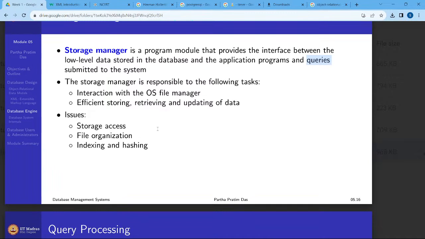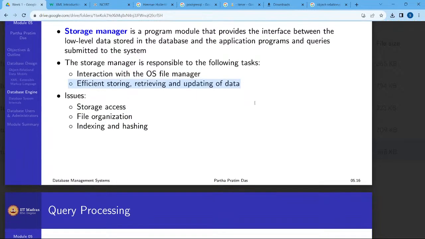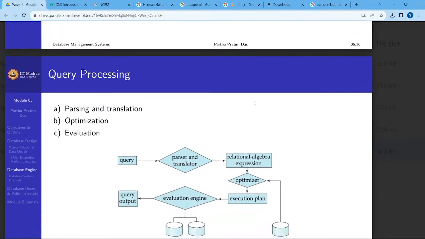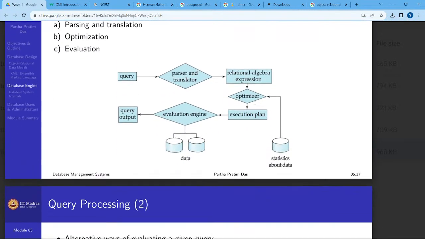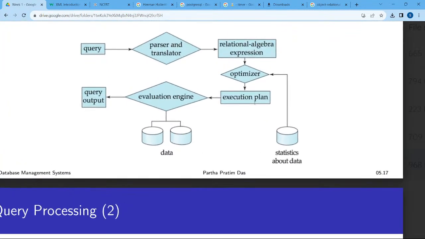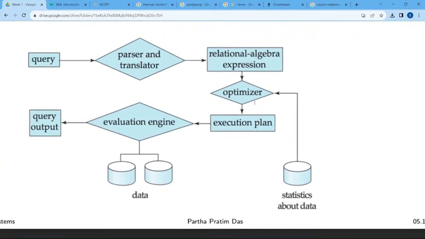But obviously, it has some issues such as storage access, file organization, index, and hashing. The storage manager is responsible for the following tasks: interaction with the OS file manager, and efficient storing, retrieving, and updating of data. What is query processing? So this is something important. You need to understand this one.